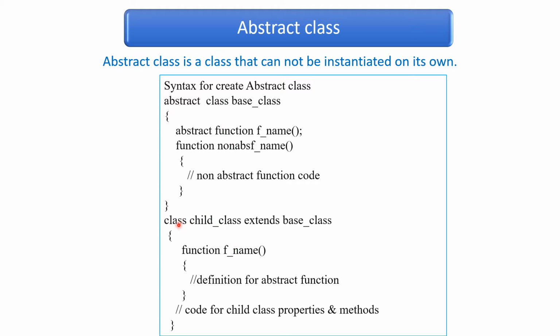After that, you can create a child class inherited from your abstract class. Here you use the class keyword, then the name of your child class, then the extends keyword, and after that the name of your parent abstract class. In this class, you first define the abstract method of your parent abstract class, using the function name, and then you can declare any number of properties and methods for your child class.